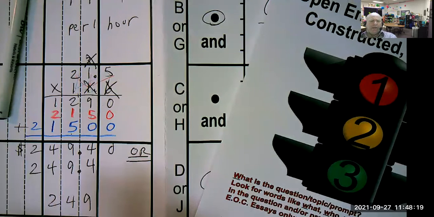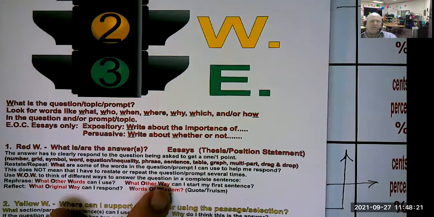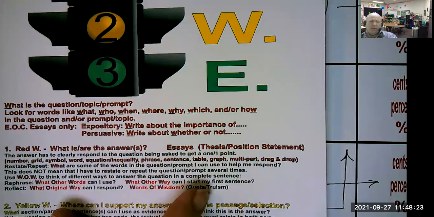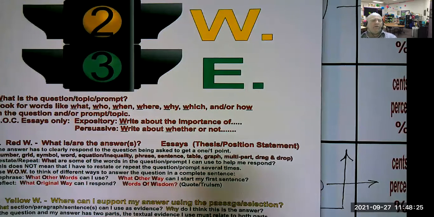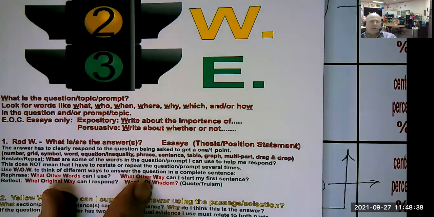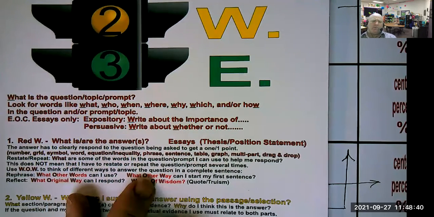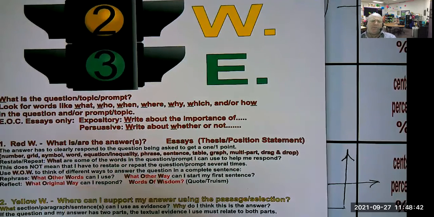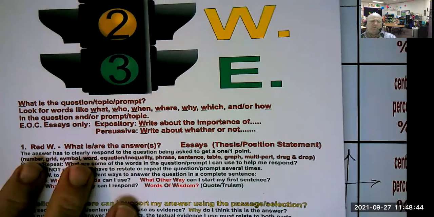What other way can I start my sentence? I only need one sentence because they were only asking me one thing. The amount of income that Jada earned. So you can teach your kids to start with a different part of speech. I'm still answering the question, and I've got my wow there. I'm just starting with a different word. What original way can I respond? Reflection, what words of wisdom?